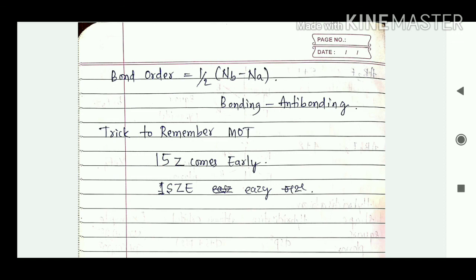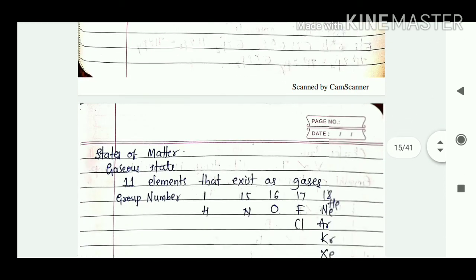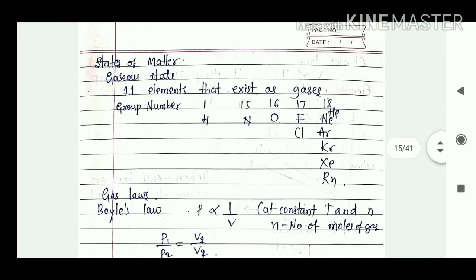We can remember this with a trick for molecular orbital theory: 15Z comes early. If the number of electrons is more than 15, then the sigma 2pz comes early. So this is all about this chapter. We will discuss the remaining concepts in our next video.